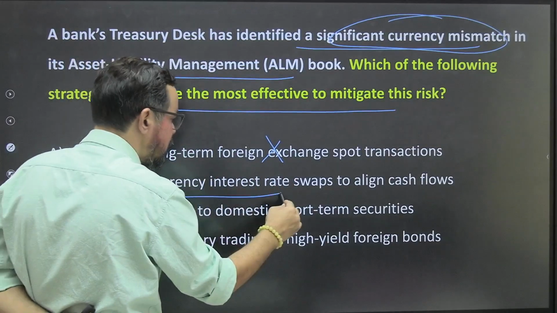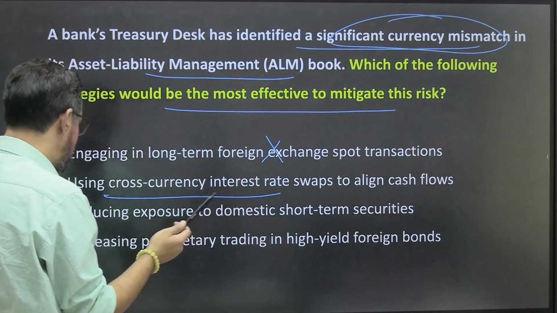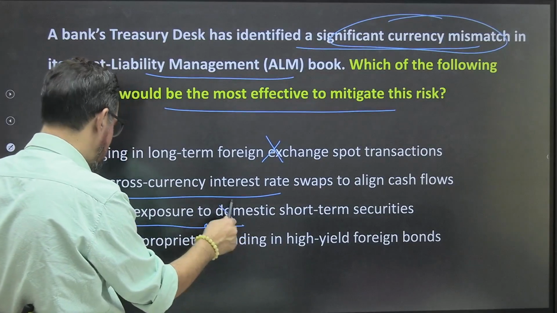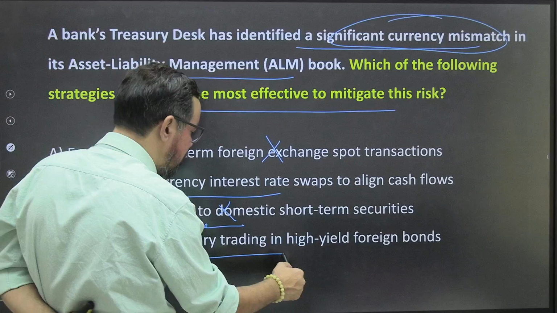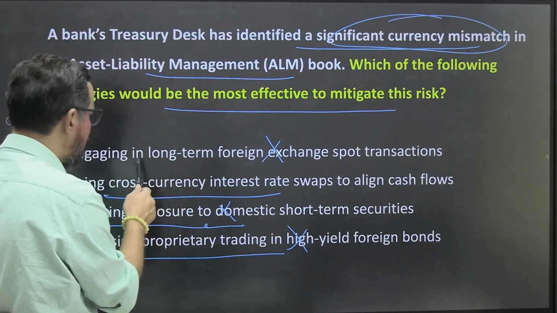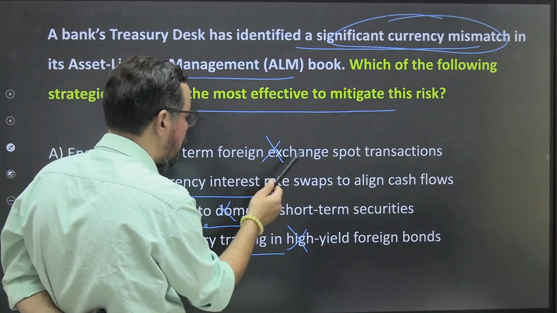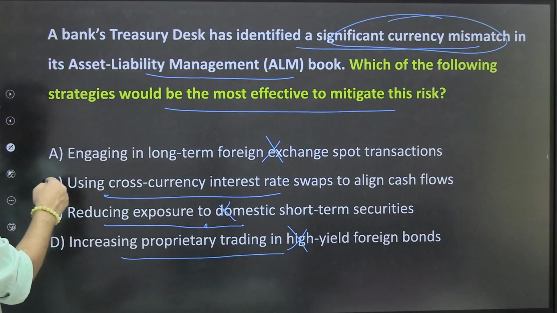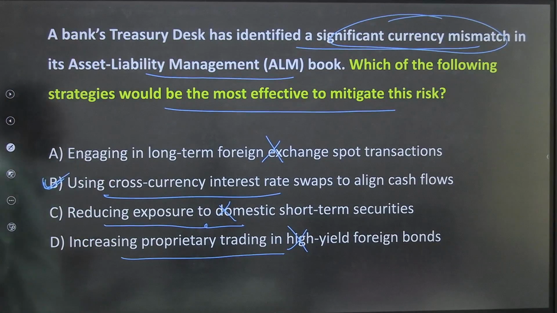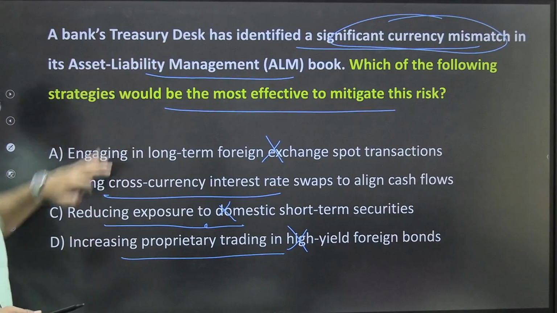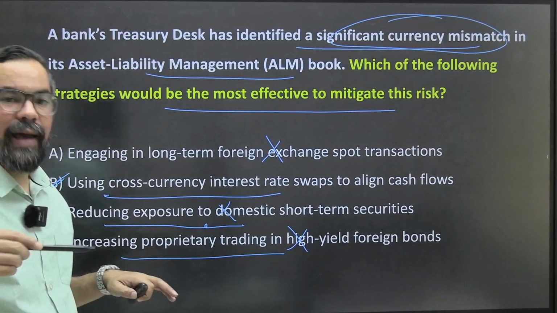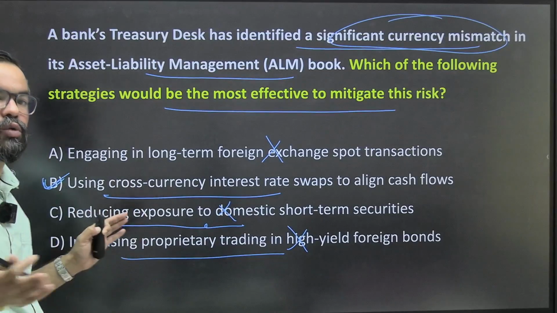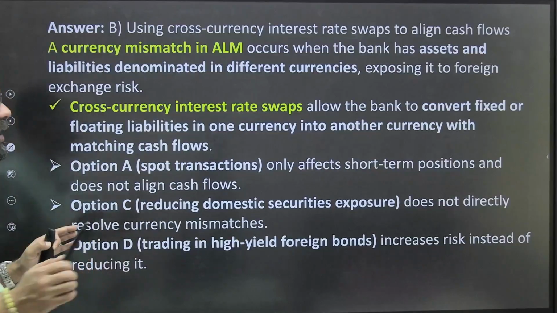Using cross currency interest rate swap to align cash flow, reducing exposure to domestic short term securities, increasing proprietary trading in high yield securities, engaging in long term foreign exchange spot transactions. Using cross currency interest rate swap, this can be a better solution. In this particular situation, we can use derivatives. ठीक है, and with the help of these derivatives or the swap agreements, we can balance it out, right?